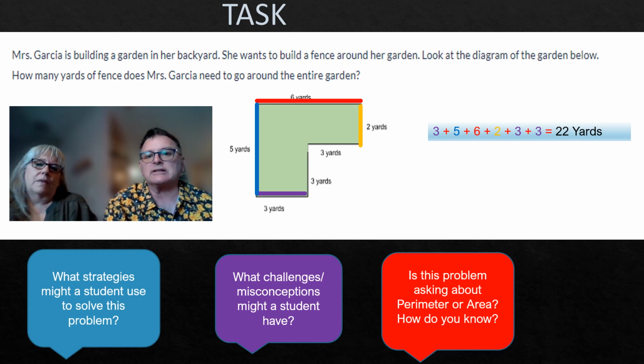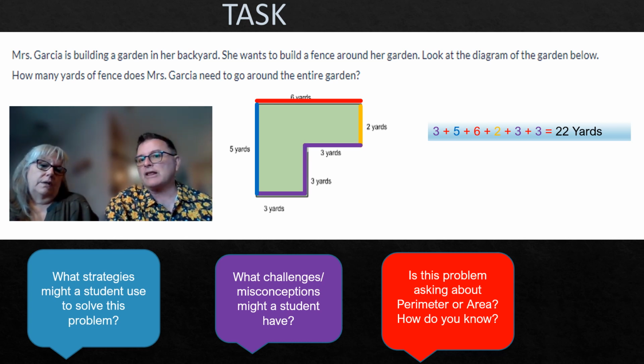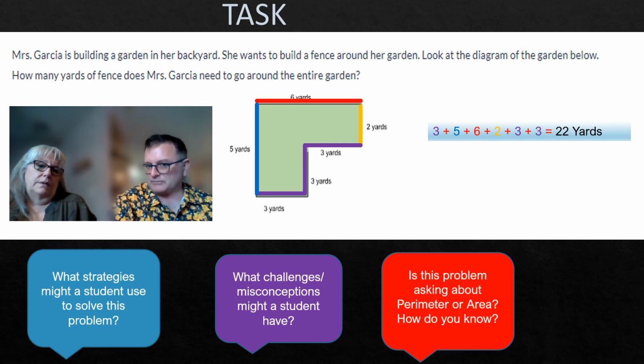Yellow's 2 yards. And then what are these other? Orange is 2 yards. Orange is 2 yards. What about these other 2, well, they have to be purple also because they're also 3 yards. So that is what each teacher that's participating in this task should have created a model of.